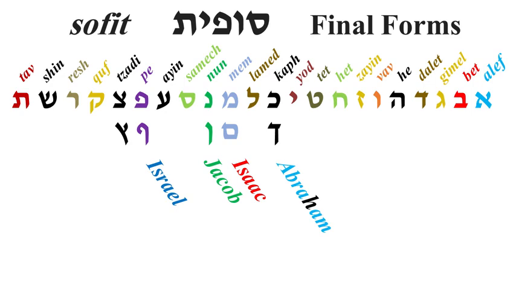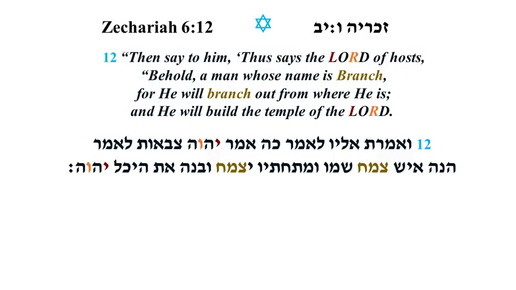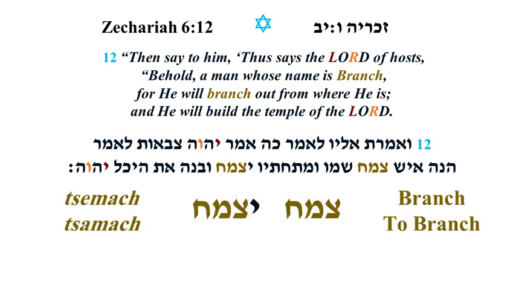It's the Tzadi. And the Tzadi can be represented in Zechariah 6:12. Then say to him, thus says Yahweh of hosts, behold, a man whose name is Branch, for he will branch out from where he is, and he will build the temple of Yahweh. This word branch is Tzemach. And this is a name for the Messiah, okay, when he will be called. And the Messiah is going to come and build the third temple, or the fourth temple, okay, the final temple.